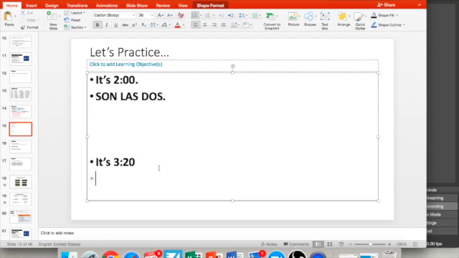If I want to say it's 3:20, again, ask yourself, son las or es la? Well, obviously it's not one, so we're going to go with son las. It's 3 o'clock, son las tres, and it's 3 o'clock and 20 minutes after. So "and" in Spanish is y, written as y. So son las tres y, and then you may remember to say 20, we say veinte. Son las tres y veinte. It's 3 and 20 literally.